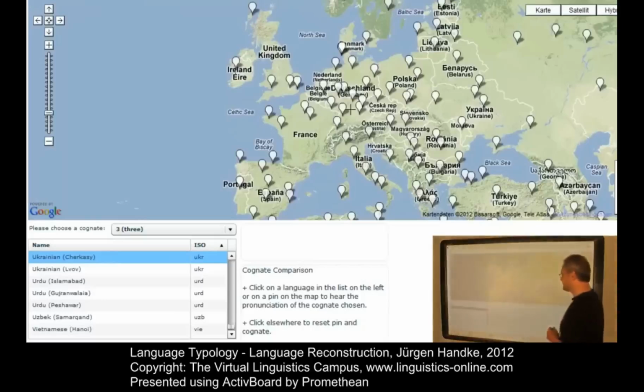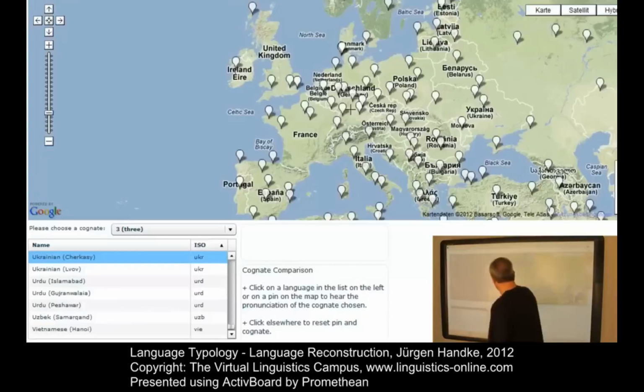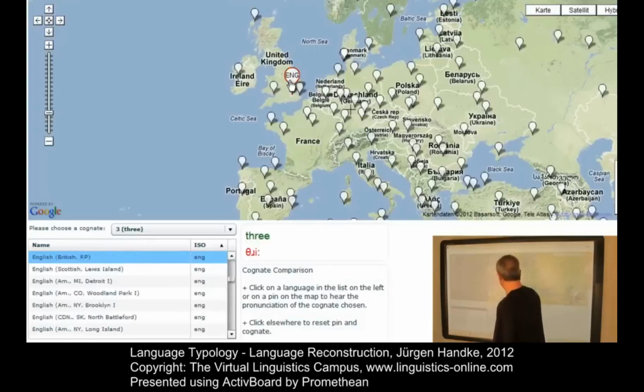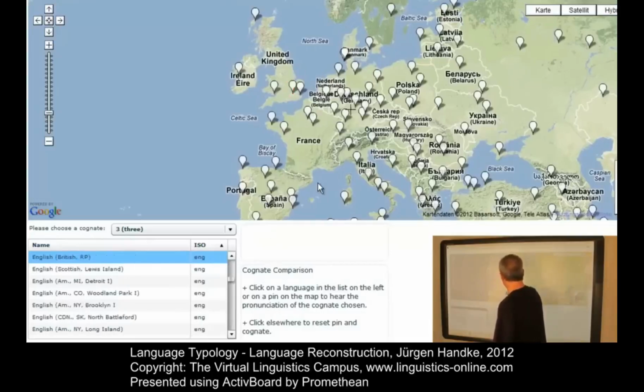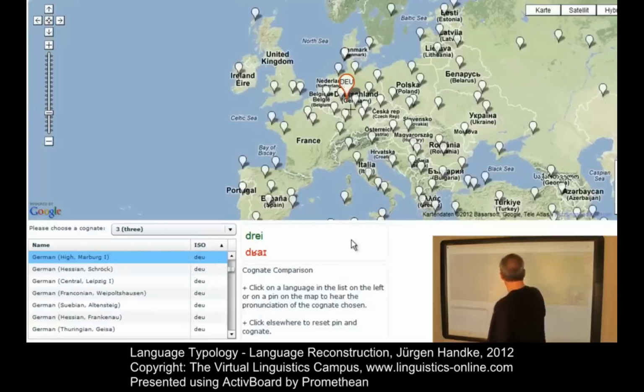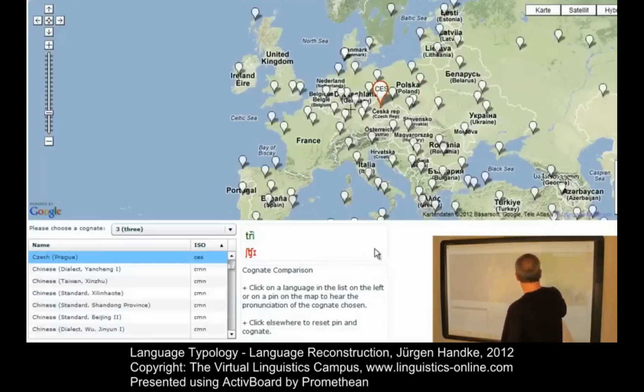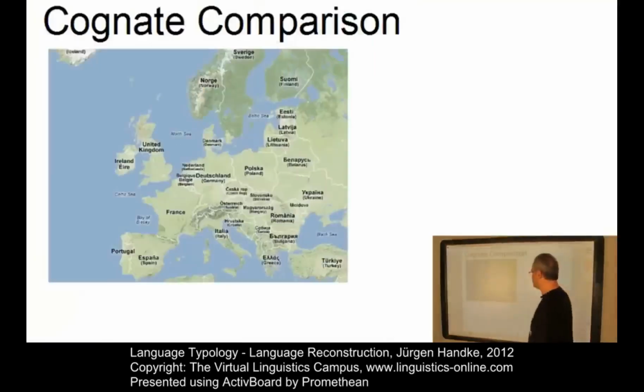Here we are. So let's simply first of all listen to the number 3 in the following languages. Let's start with Spanish. The next one is English. Let's move on to German. Now here is Polish. Czech. And finally, let's take Ukrainian. Now what have we found?